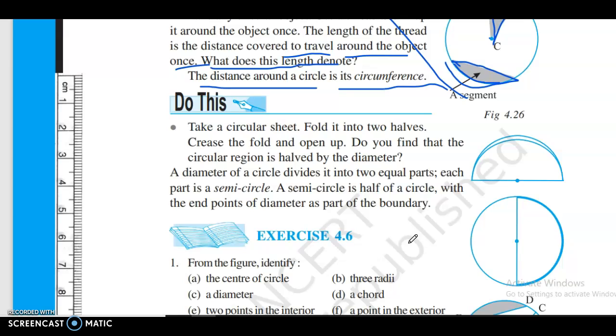Take the circular sheet, fold it into two halves. Crease the fold and open up. Do you find that the circular region is halved by the diameter? A diameter of a circle divides it into two equal parts. Each part is a semicircle. A semicircle is half of a circle with the end points of the diameter as part of the boundary.